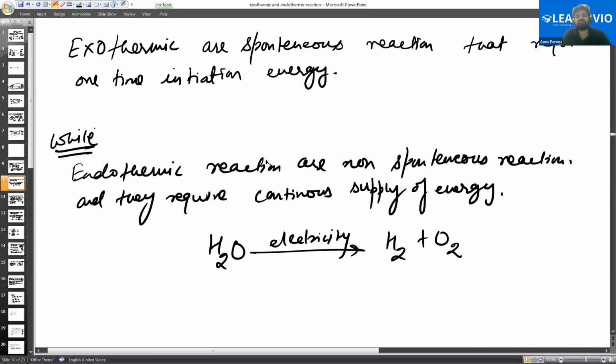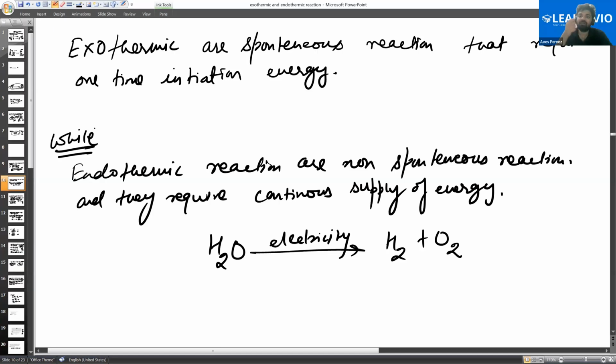Exothermic reactions are spontaneous reactions that require one-time initiation. Put it down. That one-time initiation means once they start, they keep on going. It does not mean, for example, that during the electrolysis of water, if you turn off the switch, the reaction will stop. But here it does not. If you start the reaction, it will keep on going forever, unless and until the reactant is exhausted.